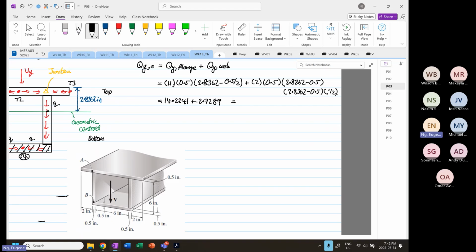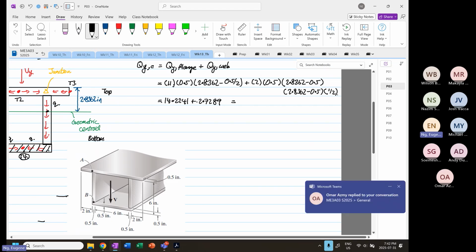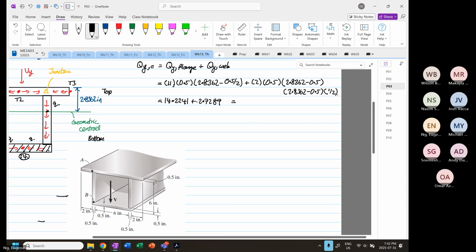So it's equal to 16.953. Do we know if the final is cumulative or not? Omar, if we look at how we solved the question on Friday, that will be your answer, right?